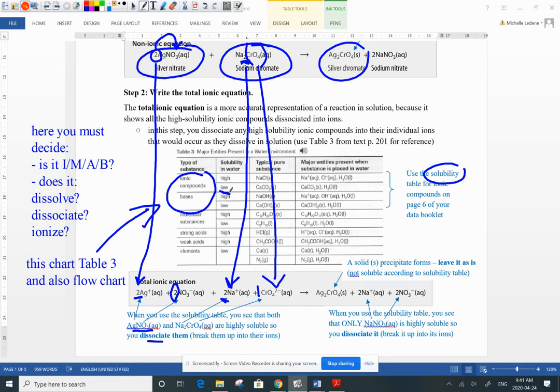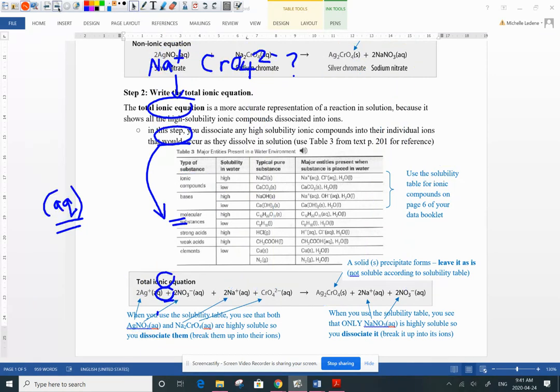Well, we learned that low solubility solids stay solid, so this precipitate stays as is. And again, I look on my solubility table. Here's sodium nitrate. Well, I just said that nitrate, and here's a group 1 ion. These are going to be very soluble, so I'm going to break him apart. I'm going to dissociate him into the ions that made him up in the first place. Okay, so now this is my total ionic equation. I've dissociated everything that could be, and everything that didn't dissolve stayed as is.